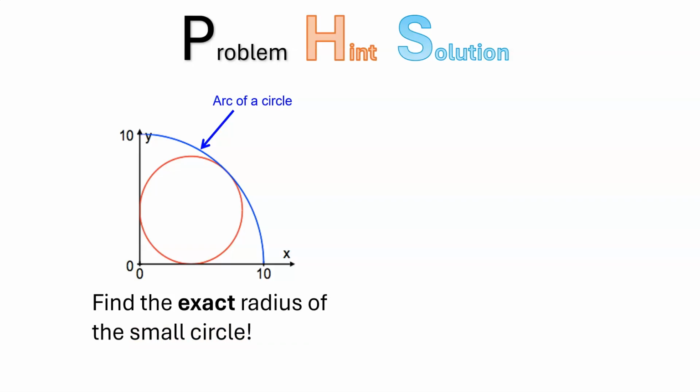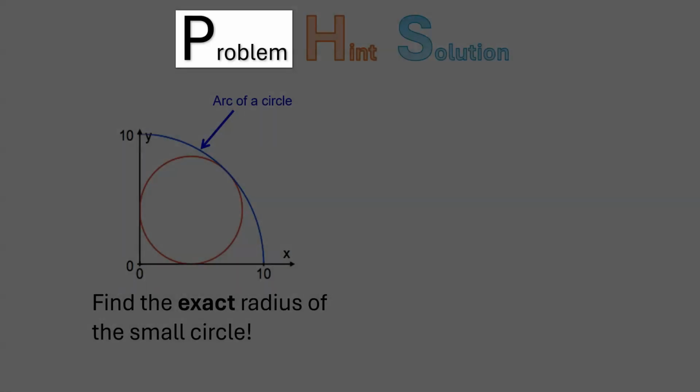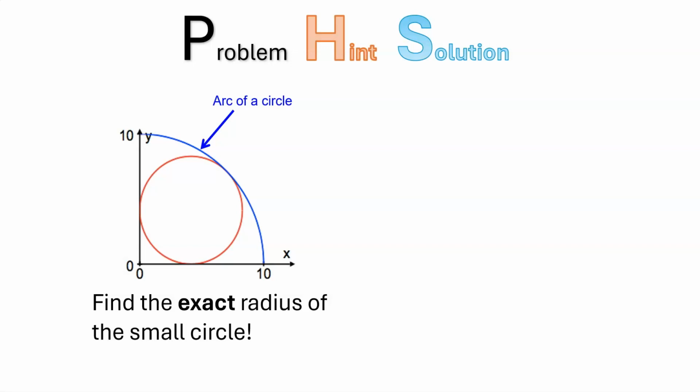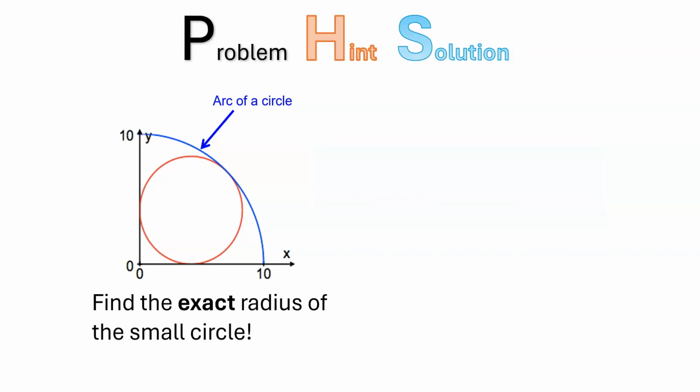Okay, let's get on with today's problem. Problem: find the exact radius of the small circle. You can see here the small circle is red. It touches both the x and y axes, and it also touches a larger blue part of a circle that you can see on the picture. If you'd like to have a go at this problem on your own, pause the video now.